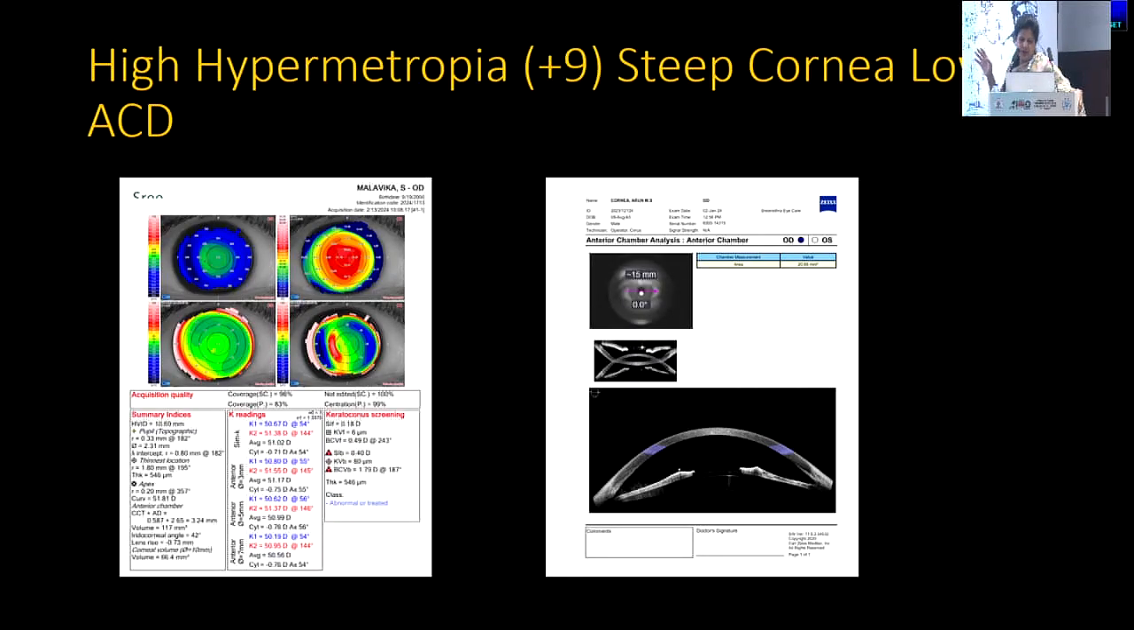Now coming here, you have a high hypermetrope, plus 9 diopters, and you can see that the cornea is very steep. So there is no question of doing a laser vision correction here, because you're going to further steepen the cornea. Now coming to the AC depth, it is very shallow, 2.65, whereas you need at least a 2.77 or 2.8 to do an intraocular lens. So this may be a patient who is suitable for neither. In such a circumstance, depending on the expectations of the patient, you may think about doing a refractive lens exchange, which may be a better option for this patient.